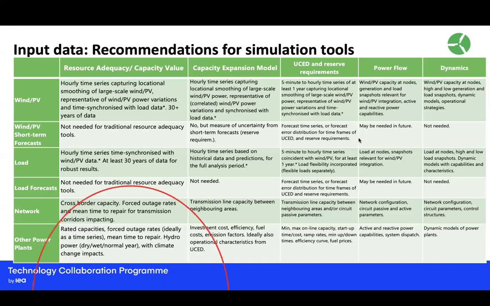I just zoomed in here to show one column. For resource adequacy, if you want to calculate the capacity value of wind or solar, then you need an hourly time series, at least hourly usually, that should be representative and time-synchronous with load data. And you should have 30 plus years if you really want to capture your resource adequacy.